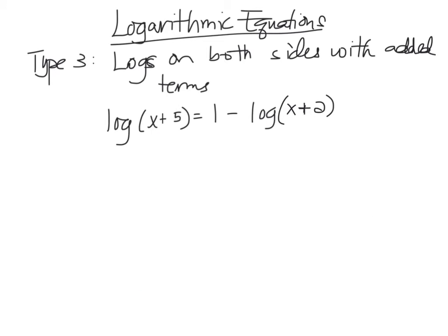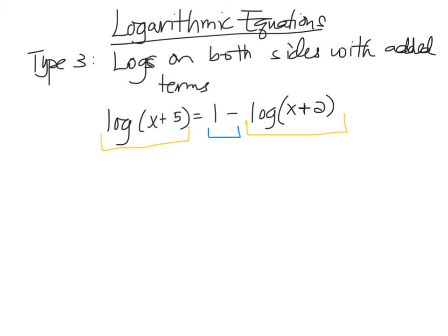All right, so now we're on type 3 problems where there are logs on both sides, but we have added terms. So we have a log on this side, we have a log on this side, but we have this 1 here, which kind of complicates things. So these problems are a little difficult because there's no set way. I mean, the idea is to, one, get all the logs on one side. So we're going to do that first.